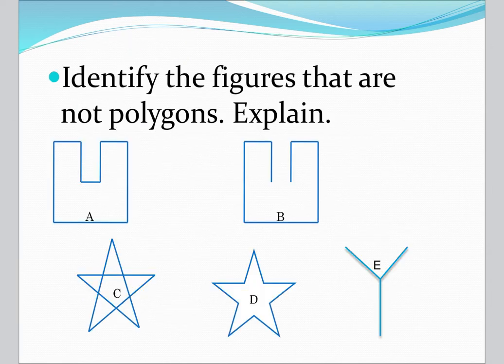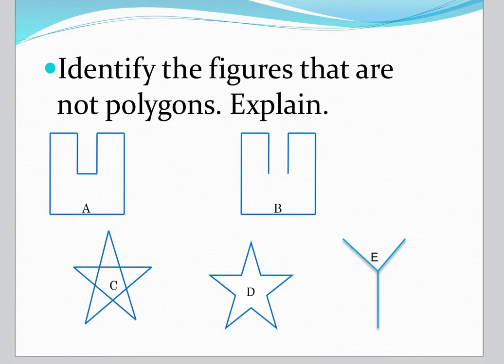So simple, yes, no. Identify the figures that are not, oh sorry, this is not the yes, no. This is find the ones that are not polygons. So from here, what's not a polygon? Sebastian. B? Why? Because it's open. Open, good. Not polygon.